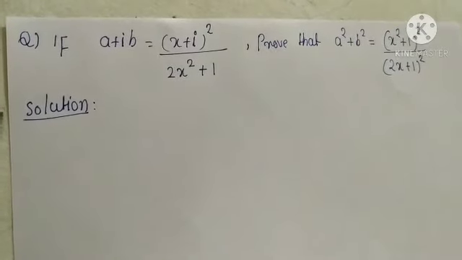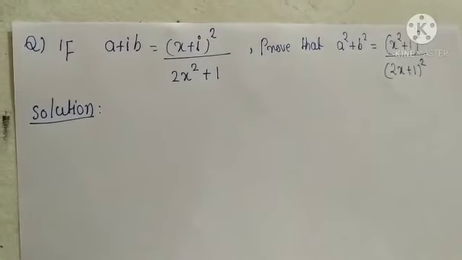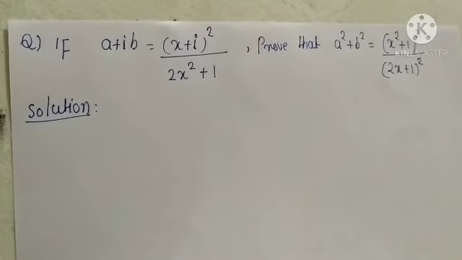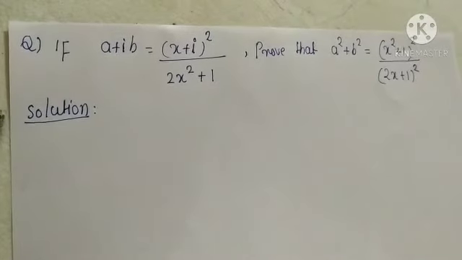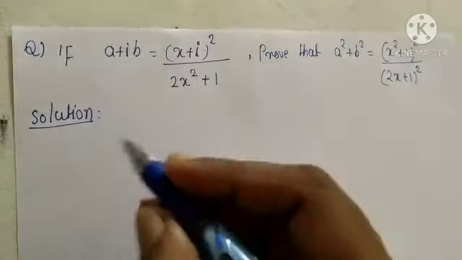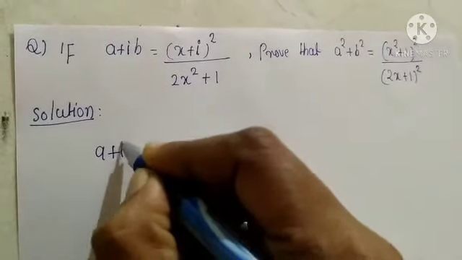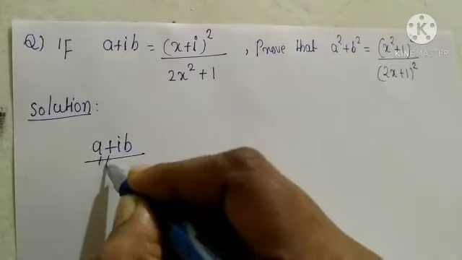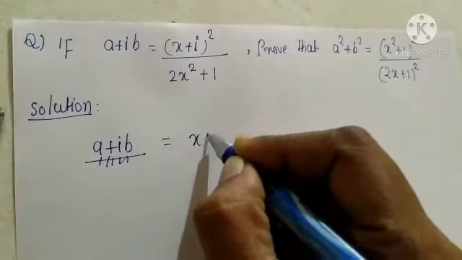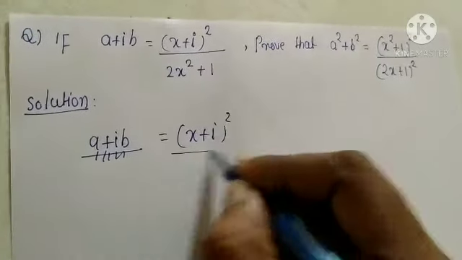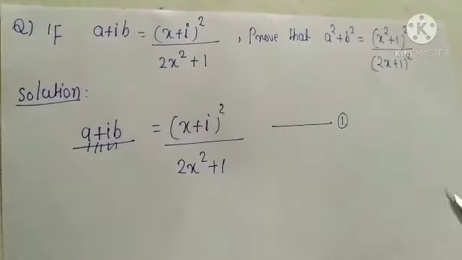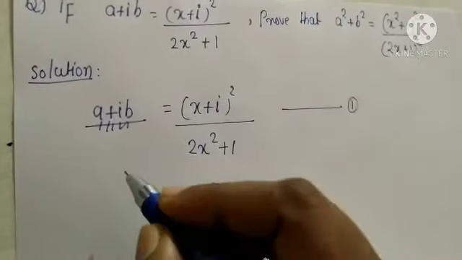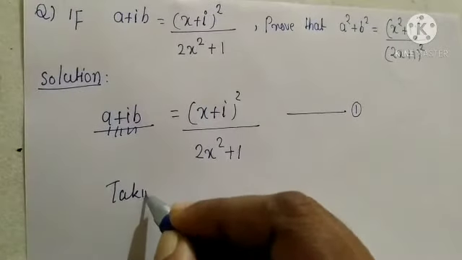This is our next question. If a plus ib is equal to (x plus i) all square divided by 2x square plus 1, prove that a square plus b square equals (x square plus 1) all square divided by (2x square plus 1) whole square. Okay, so let's start the solution of this question. Given that a plus ib is equal to (x plus i) all square divided by 2x square plus 1. So let's name it as equation number 1. Okay, next I am going to take the conjugate on both sides.